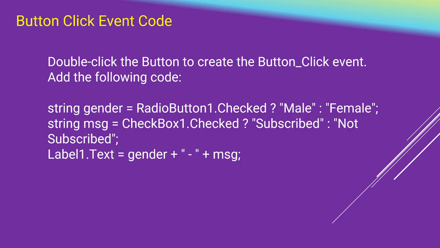Now, we need to implement the functionality to display the selected options when the button is clicked. Double-click the button to generate the button click event in the code behind file. Inside this method, add the code. This code checks which radio button is selected and whether the checkbox is selected, then combines these into a message displayed in label 1.